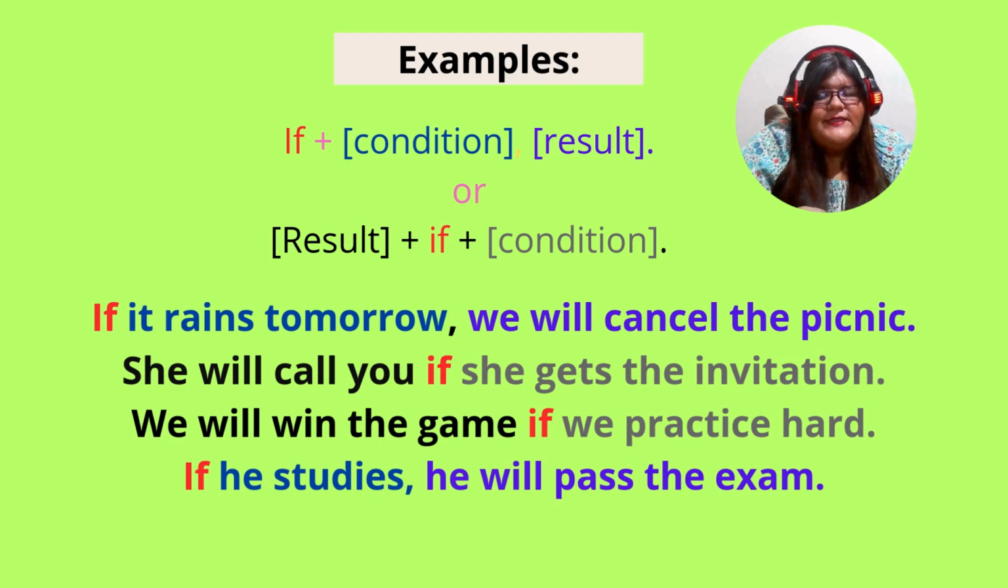Then we have she will call you. You see, in black, we have the result plus the main clause if in red, if, then we have the condition she gets the invitation. Then we have we will win the game if we practice hard. If he studies, he will pass the exam.